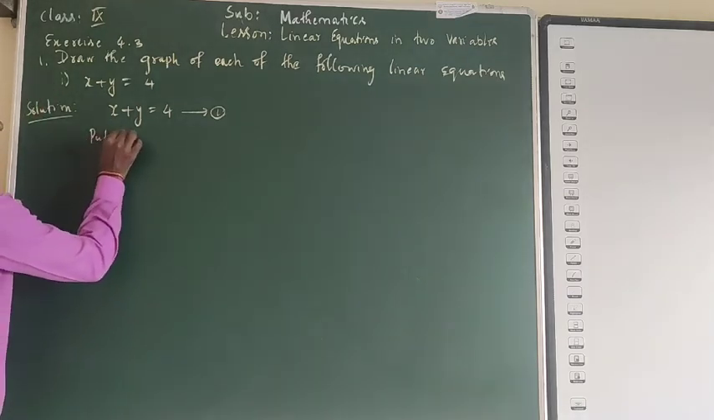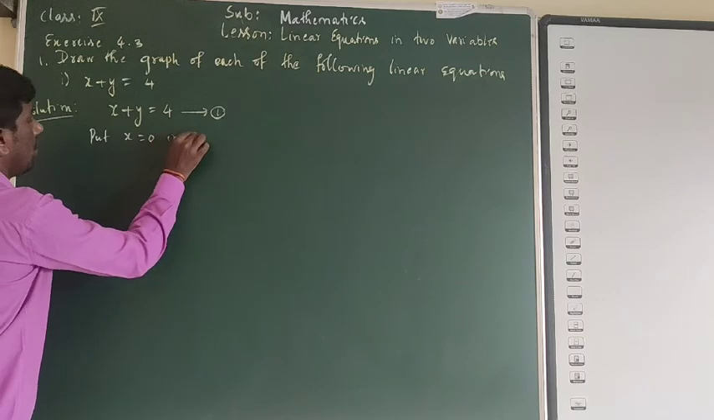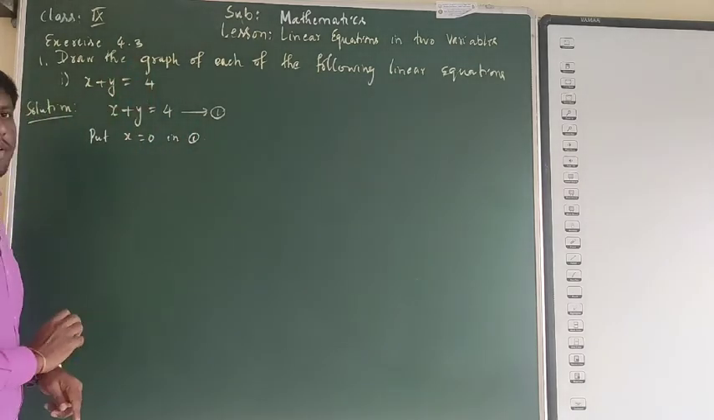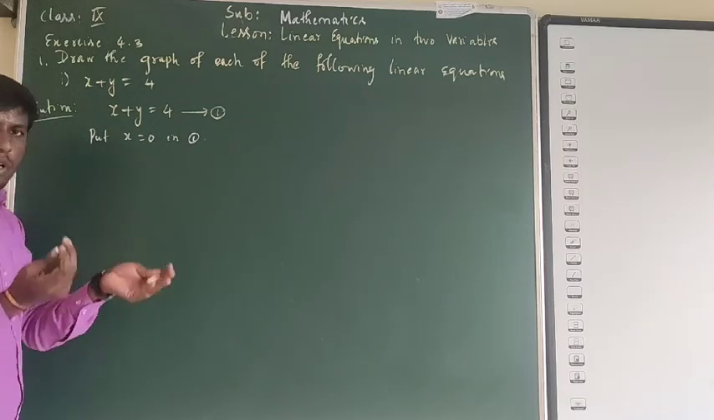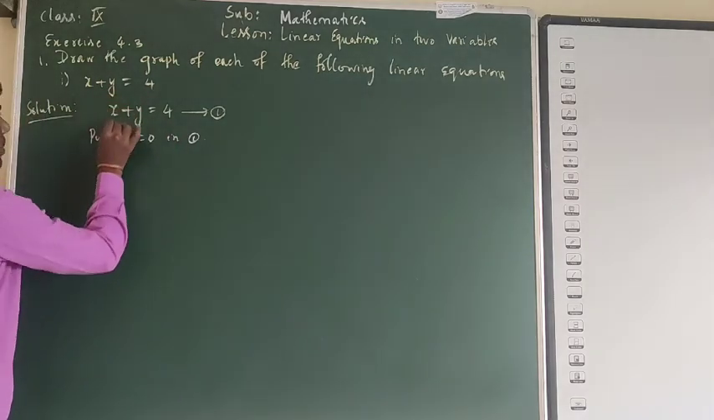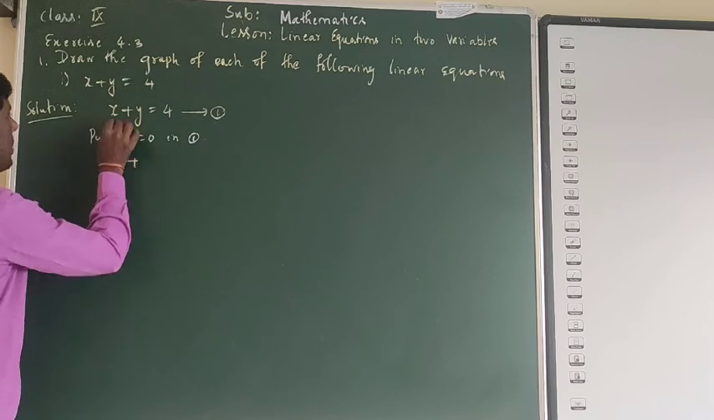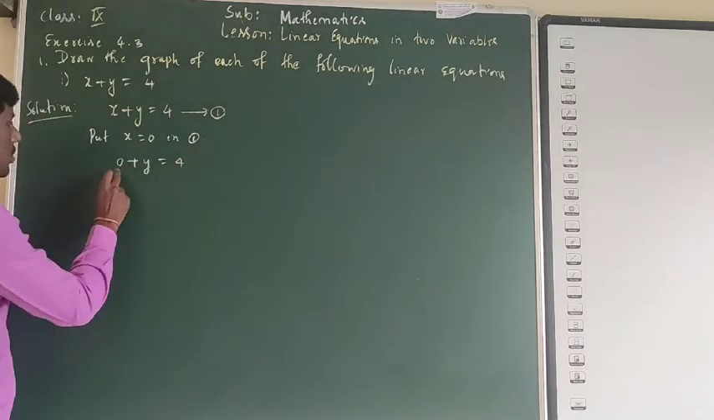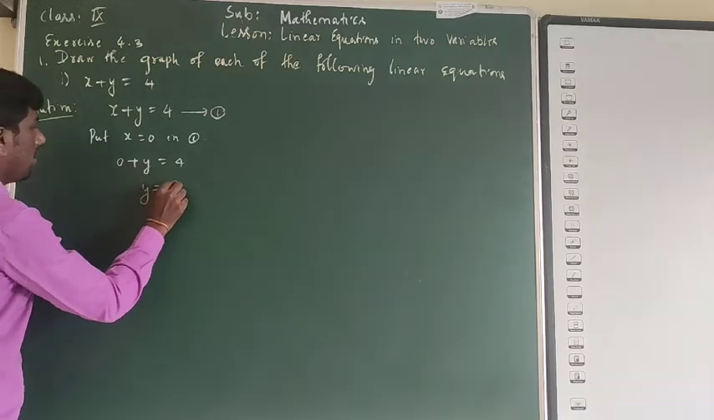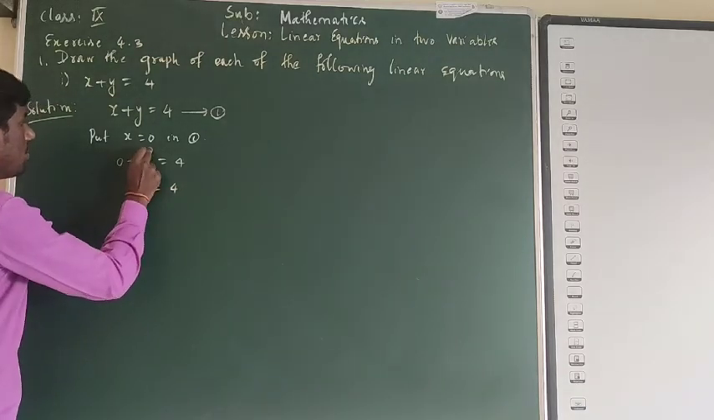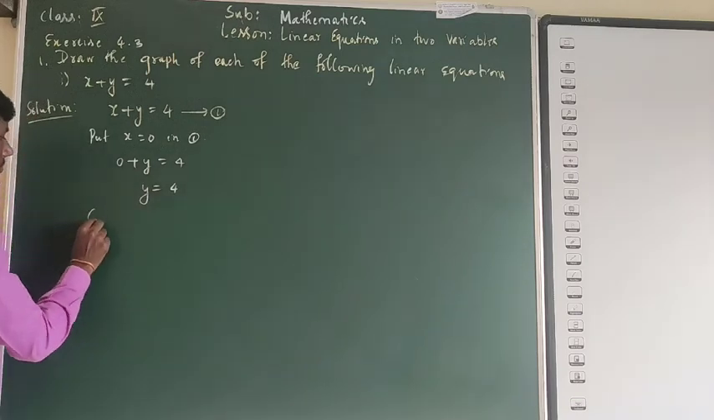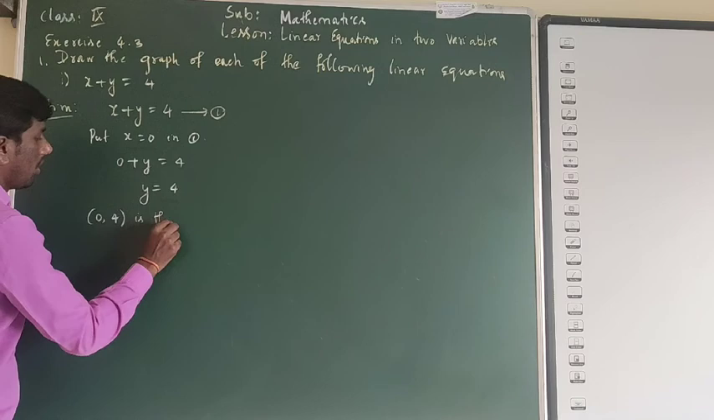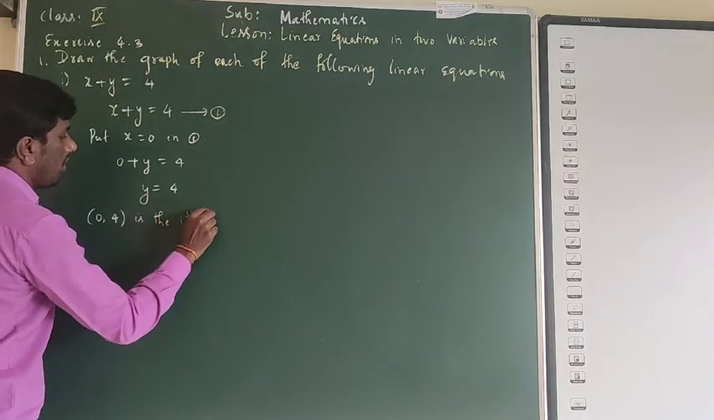Put x is equal to 0 in 1. We can express it in terms of y also, otherwise we can directly substitute in the original equation. So what will happen? With x is equal to 0, we get 0 plus y is equal to 4. 0 plus y is y only, is equal to 4. If you give x is equal to 0, you get y is equal to 4. So (0, 4) is the first solution. Clear?